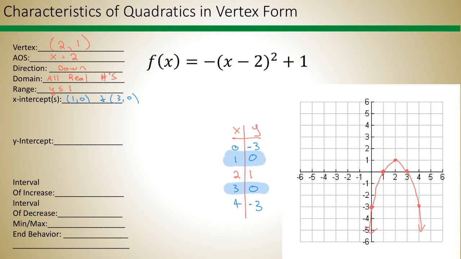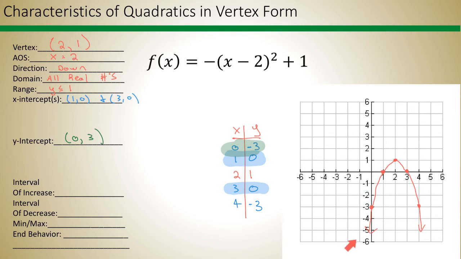Okay, the y-intercept is also in my table this time. It's (0, 3) right there because I plugged 0 in for x already. So I have the point (0, 3). And then intervals of increase and decrease. Remember, we're going to read this from left to right. So if I start on the left side, we're going up.